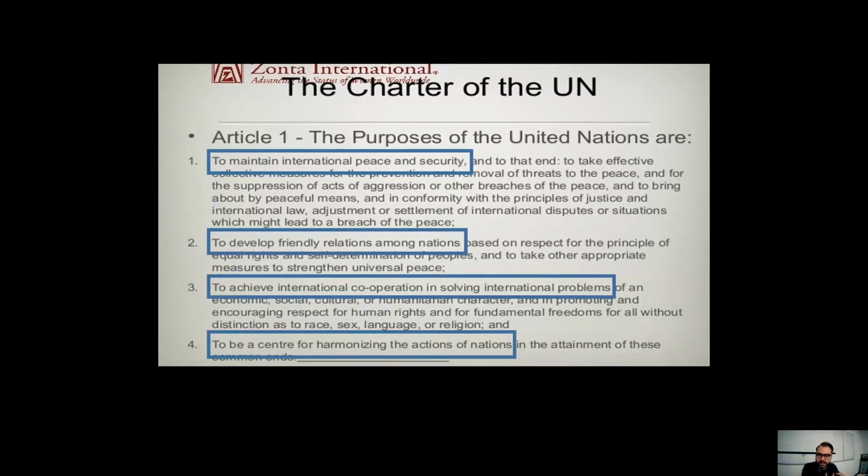The second one is to develop friendly relations among nations. Does it help foster those close relationships? Is it a forum for states to meet with one another and come together and decide on a global rules-based system, such as an international system of morality? The United Nations Declaration of Human Rights would be a perfect example of that, and we'll critique that in a second. Thirdly, to achieve international cooperation in solving international problems.